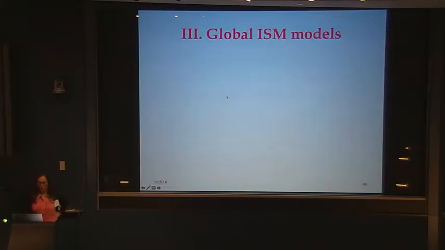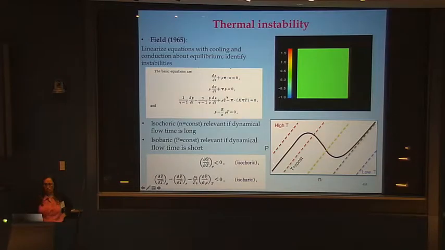So in the last little bit I have, let me turn to global ISM models. Let me start with the first global ISM model, which is the two-phase model of the ISM. And this is based on the concept of thermal instability, which Field first analyzed in the astronomical context. These are the equations he wrote down and solved for when there is instability.